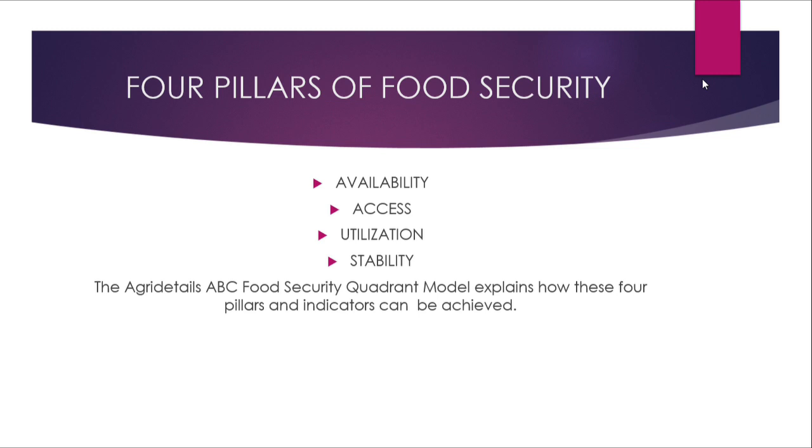Now, Agri-Detail's ABC Food Security Quadrant model, the model we are going to be discussing, explains how these 4 pillars and indicators can be achieved. Generally, throughout the world, everyone knows these are the pillars of food security: availability, accessibility, utilization, and stability. But how can we achieve this? Let us go.